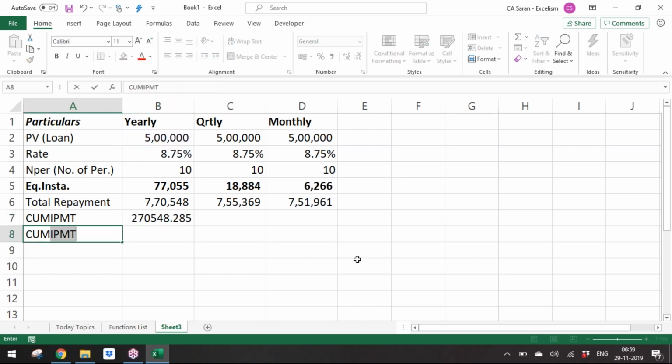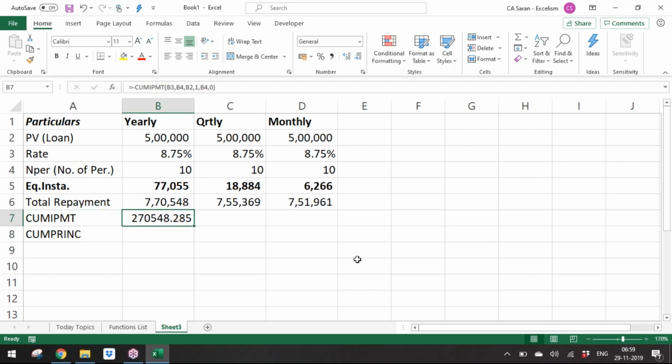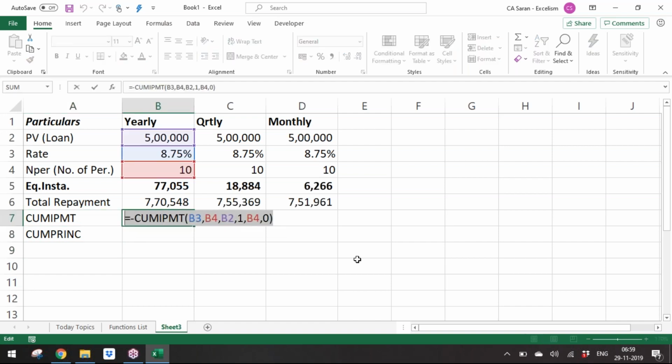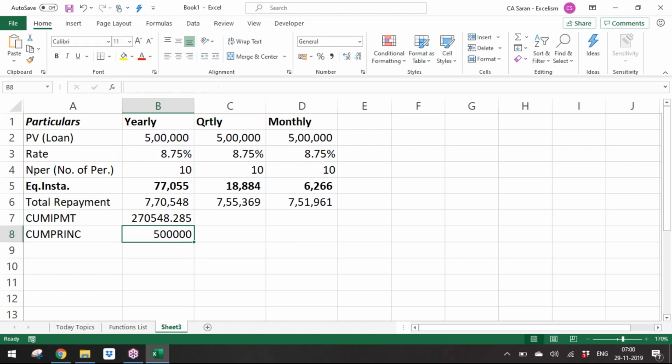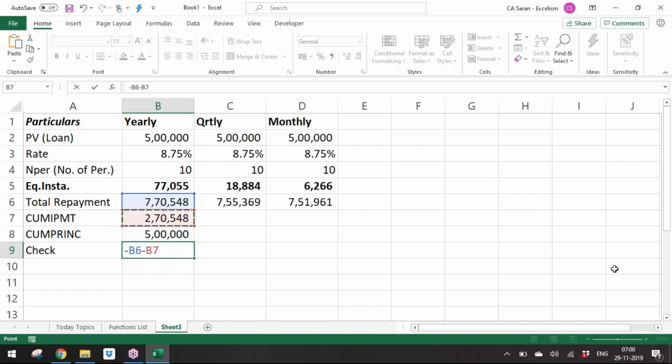Let's say I put the same thing for cumulative principal, CUMPRINC. What is the formula I should write? Exactly the same. Control C, Control V. Now I just need to put PRINC. Check it out. Wow. Exactly. Your principal portion must equal your loan. Then now let's have a check. The check is nothing but this minus this must be 0. Simple, right? So that minus this must be 0.